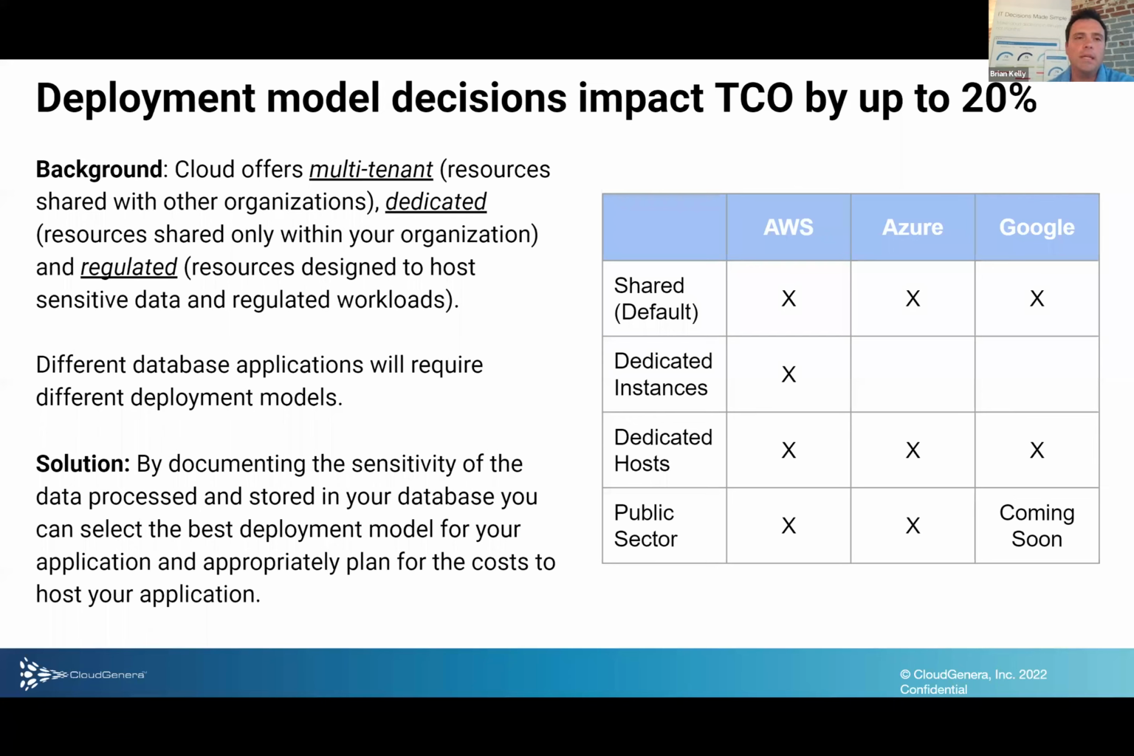And so the key takeaway here is that different database applications are going to require different deployment models. And each of these different tiers, if you want to think of it, of offerings, come at different price points. And so it's really important when trying to unpack and understand the total cost of ownership of your database applications to document the sensitivity of the data being processed and the compliance, the privacy, the regulatory posture that your organization needs to take. And that will help guide you to whether or not you need some form of dedicated or highly regulated infrastructure above and beyond the shared offerings.